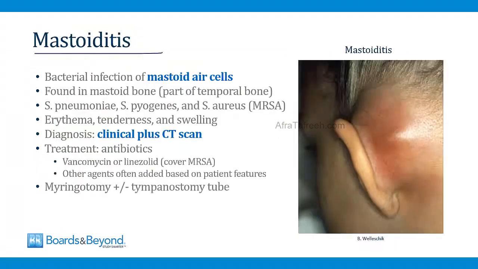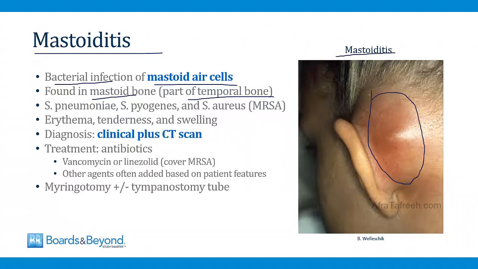Mastoiditis is a complication of otitis media where the bacterial infection spreads and involves the mastoid air cells, which are found close to the inner ear. These are part of the mastoid bone that are found in the temporal bone, and what you see clinically is a swelling behind the ear, like what's shown in this picture. This is what mastoiditis looks like. It's a painful red swelling behind the ear in a child who previously had otitis media.